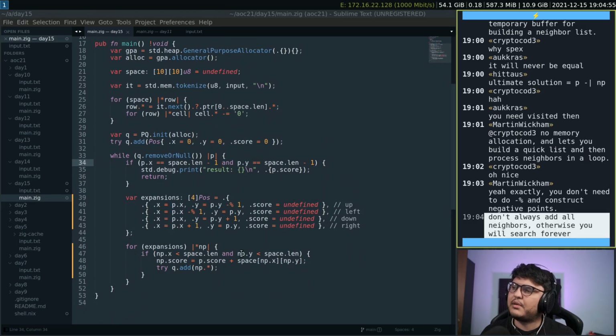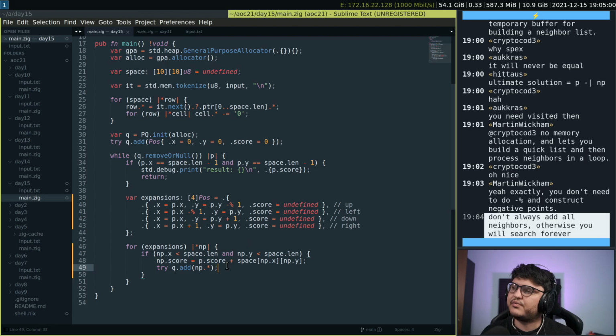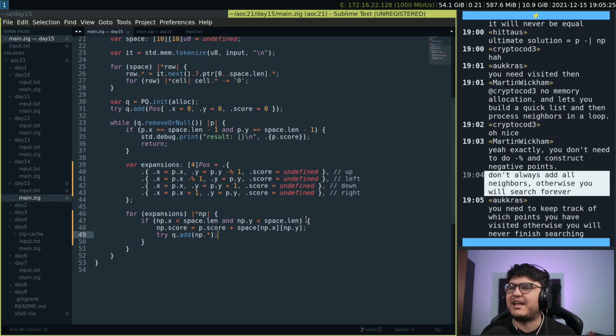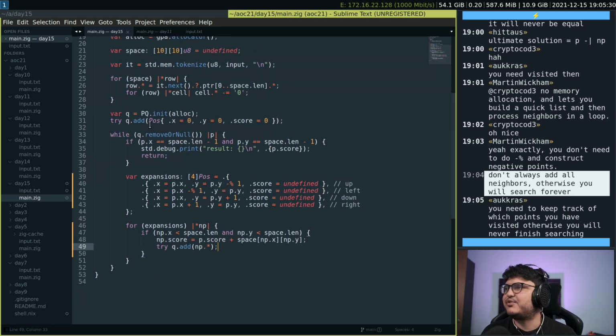Don't always add all neighbors, otherwise you'll search forever. Oh, you need to keep track of which points you have visited, otherwise you will never finish searching. Oh, right, that's a good point. Right, I need to keep track of that too. So, right, that's what I was talking about. It was actually important not to forget about that.